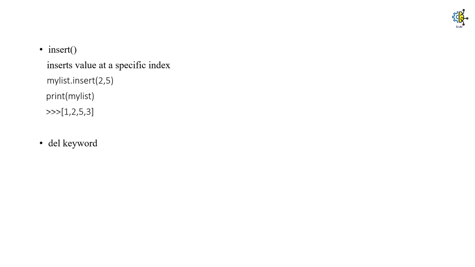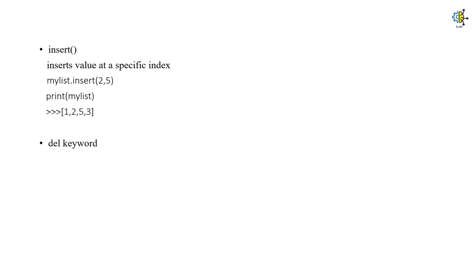The insert method inserts a value at a specified index in the list. If I say MyList.insert(2, 5), the value 5 will be inserted at the index 2. If I print my list, the output would be 1, 2, 5, 3. So initially my list was storing values 1, 2 and 3, but now the value 5 has been inserted at the index 2. So the output is 1, 2, 5, 3.